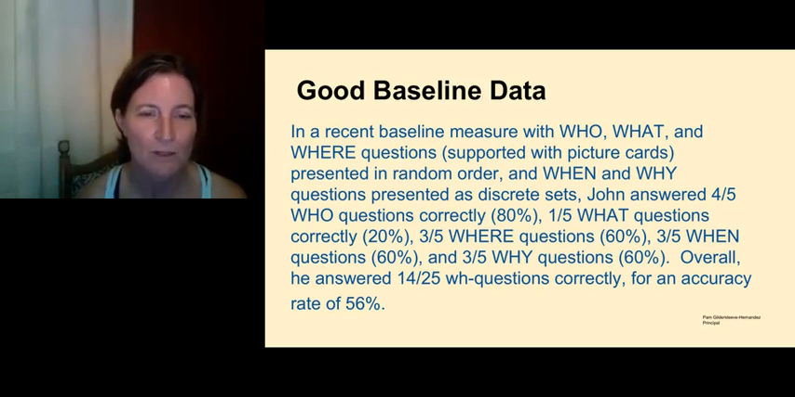If it had simply been written that this student answered 14 out of 25 WH questions correctly for an accuracy rate of 56%, we would think the student really had not mastered anything. We would not know where to focus our intervention. However, because it's specific, we see that John has mastered who questions, and that does not need to be an area of focus for intervention.